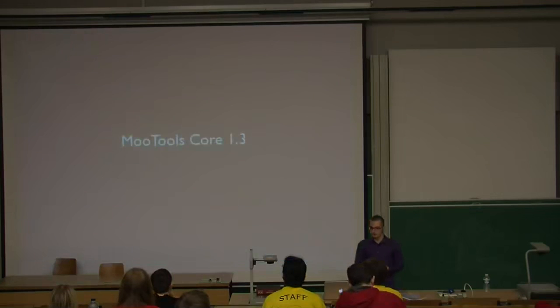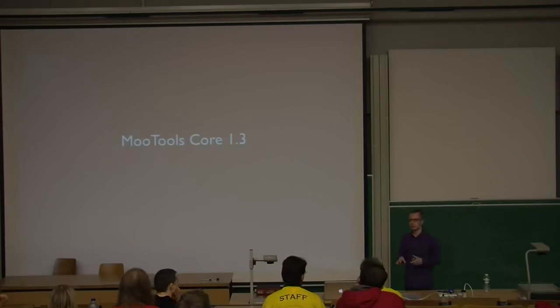So Slick will be implemented into MooTools Core 1.3. MooTools Core, the current version 1.2.4. The API of 1.2 is stable for almost 2 years. I think that means a lot on the web.